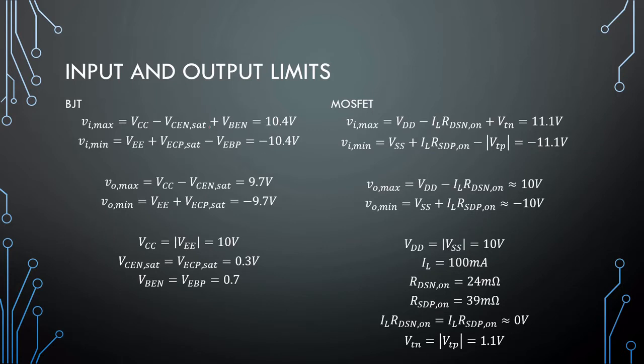Okay, so for the BJT, our maximum input is 10.4 or minus 10.4 volts, similar to our Class A amplifier, plus minus 9.7 volts. For our MOSFET, plus minus 10 volts on the output, and for the transistor that I used, they are matched. Threshold voltages of 1.1 volts. So our input here can be 11.1 and minus 11.1 volts.